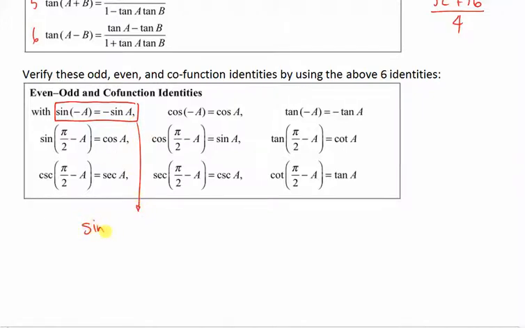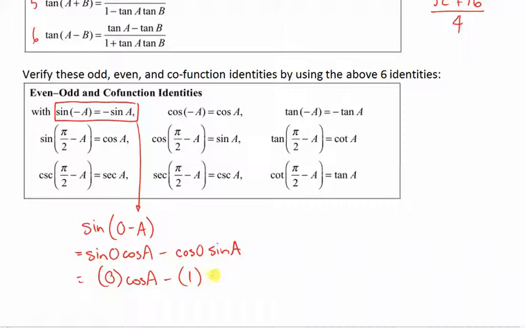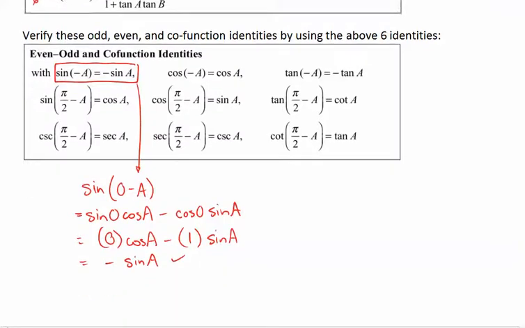For example, the sine of negative a could be written as the sine of 0 minus a. The expansion of that would be sine 0 cos a minus cos 0 sine a. Sine of 0 is 0, so we replace that. Cos of 0 is 1, and we replace that. And we see that this simplifies to negative sine a, confirming the identity above. This is one example of how a sum or difference identity can be used.